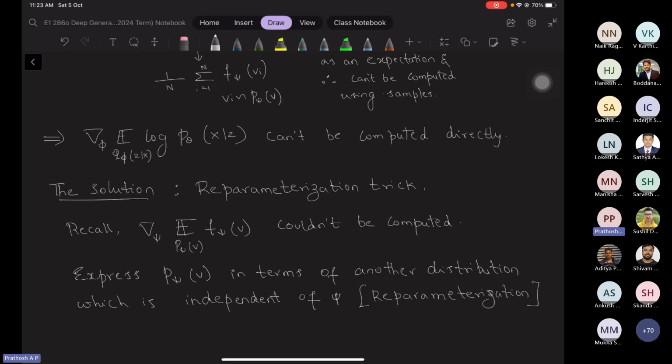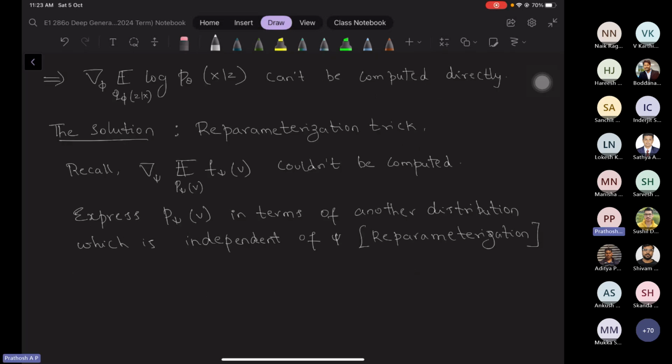So what does this mean? This means that, let's say, suppose there exists a random variable epsilon, with some distribution p epsilon. Note that this is independent of the parameters, such that your v, which is the random variable of interest, is some function of this epsilon.